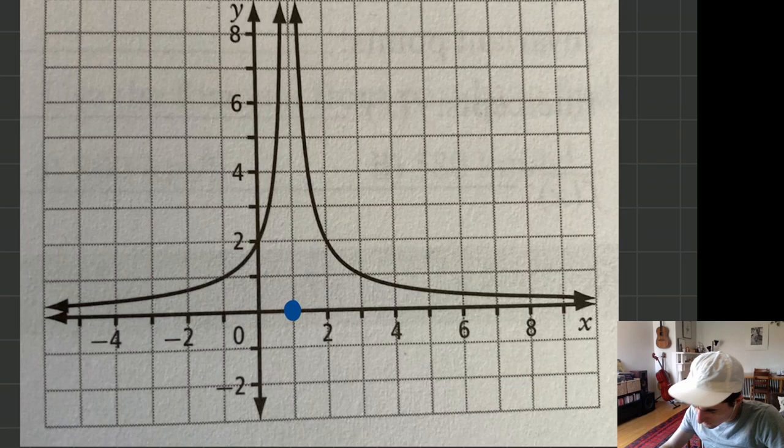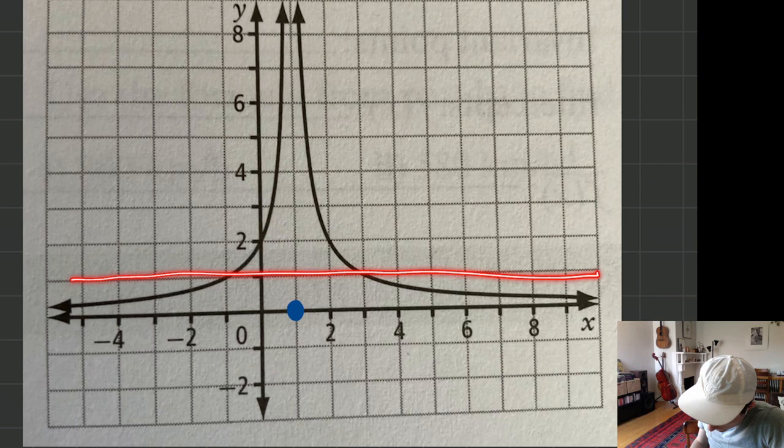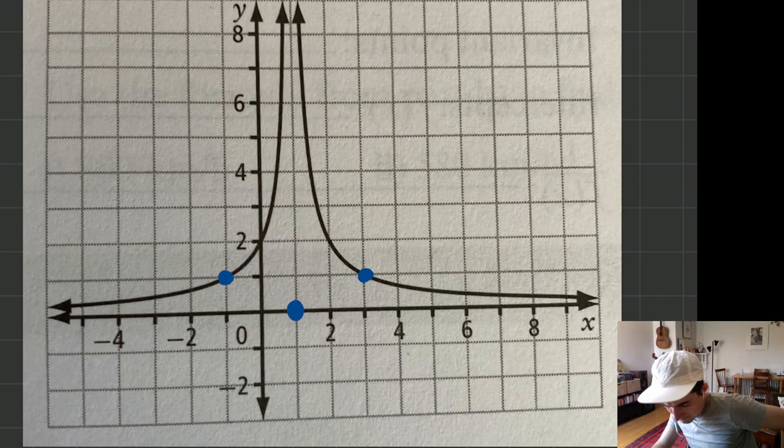Now let's start looking at the reciprocal values. So the first reciprocal value that I'm gonna look for is when y is equal to one. So I'm looking for intersections on this line that I'm drawing. So right here and right here. So those values stay the same. So I'm going to mark those. So these ones stay the same like that. And then let's see what else I have.